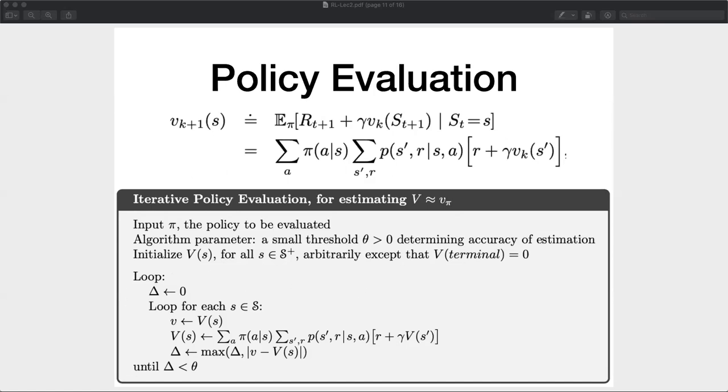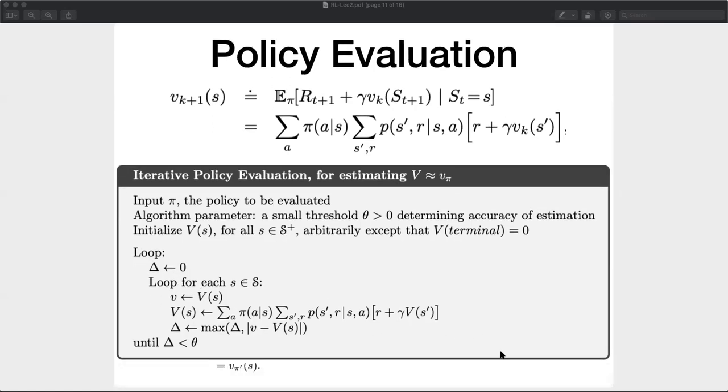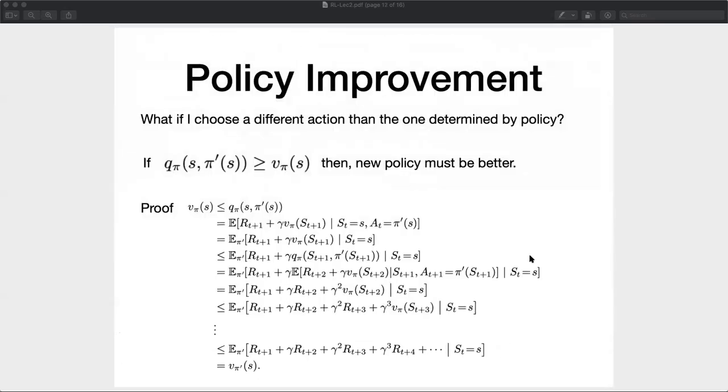So my idea is to have you guys implement this to do policy evaluation. But I think most of you can follow the pseudocode quite well. So let's move on.